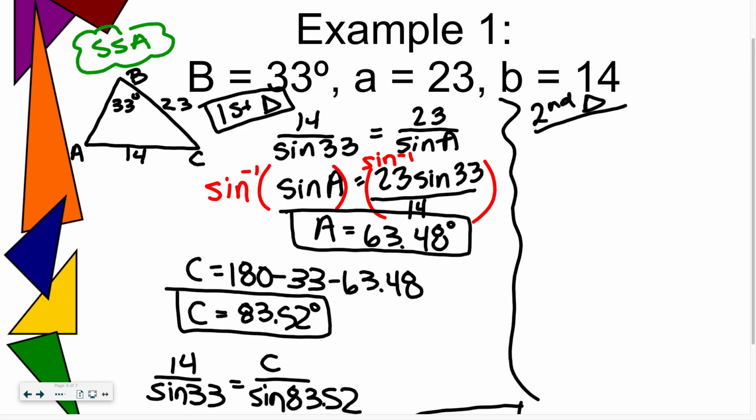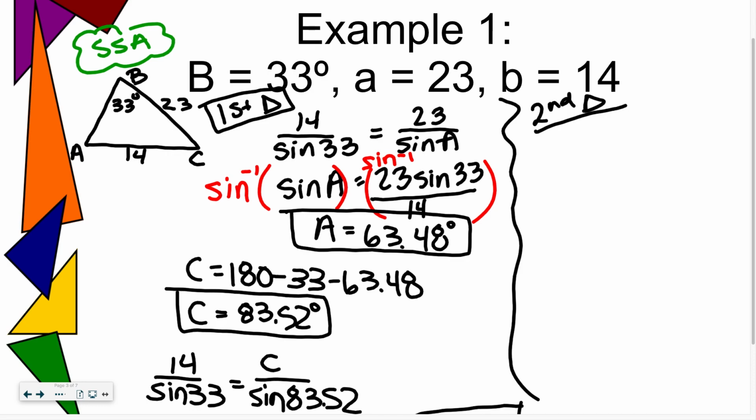Okay, and here's where we have to be thoughtful. So remember back when I said, what are you going to solve for first? And we really had no options. The only thing we could solve for is angle A. So that would still be true because I still have the same given information. B is 33, A is 23, and B is 14. But do you remember when I was showing you that example on the GeoGebra and I got the two triangles to work?